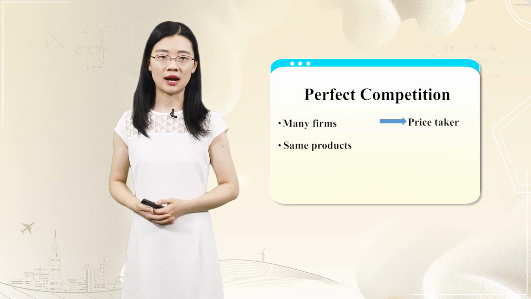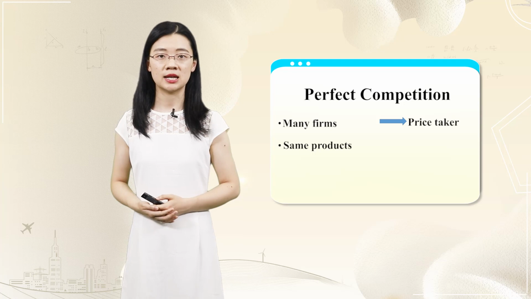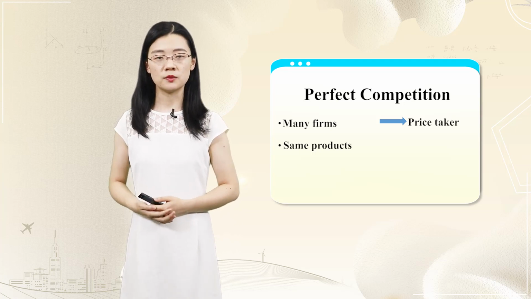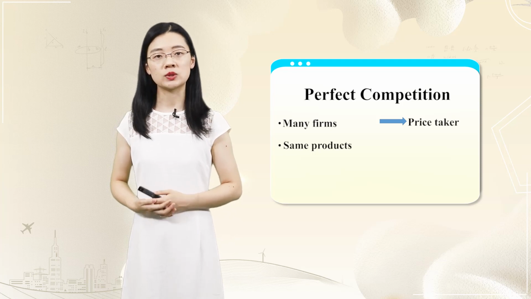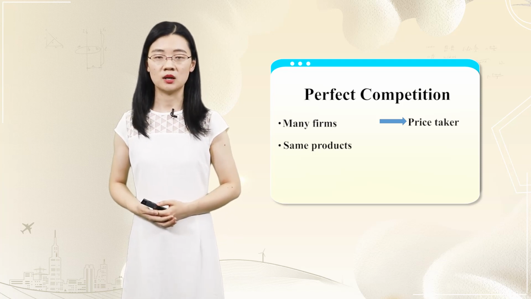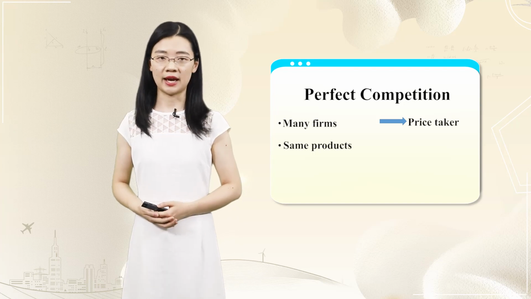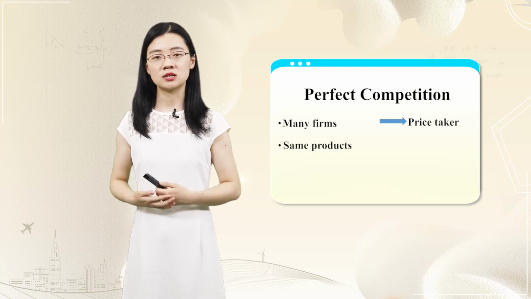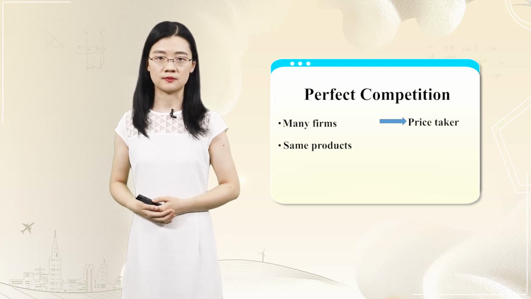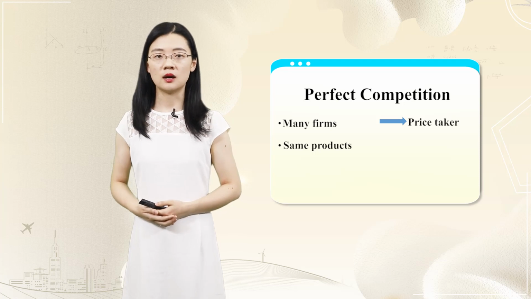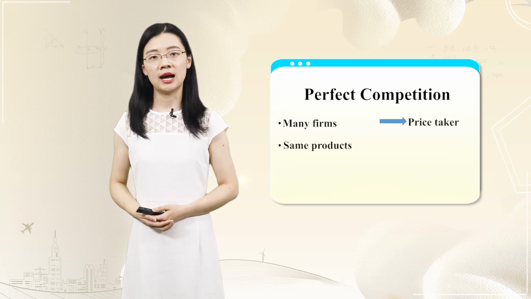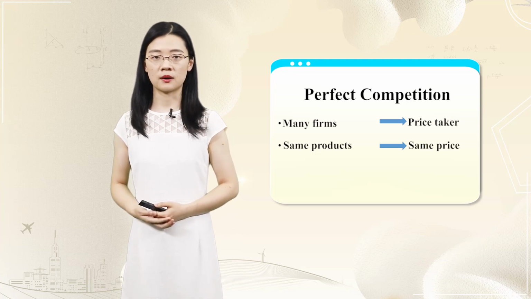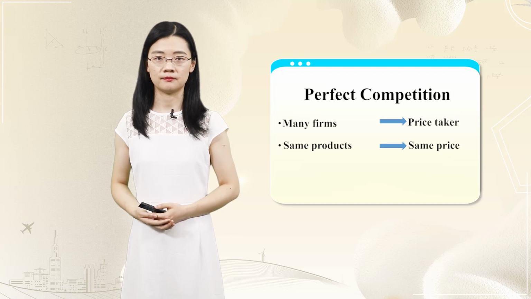As long as the price of producer A's product is higher than that of other producers, all consumers will choose the producers who sell at a cheaper price. Producer A will not have any customers, so it can only sell the product at the same price as other producers. Therefore, the homogeneity of product has led to the price of all producers in the perfect competitive market must be the same.